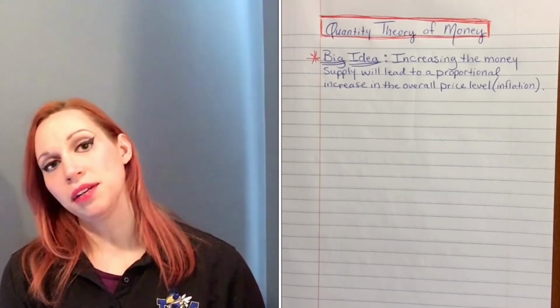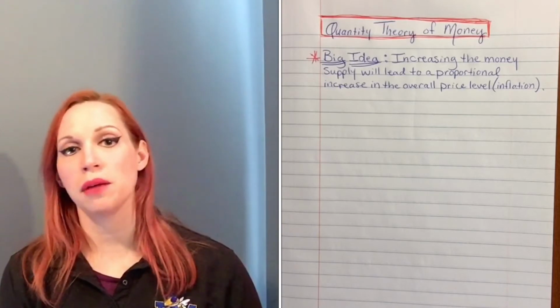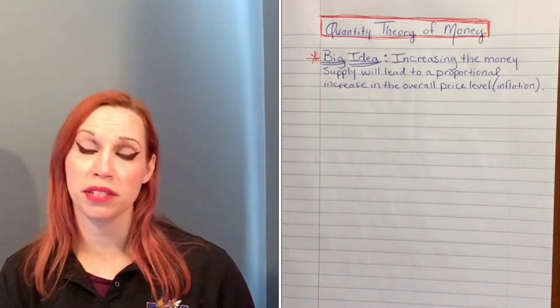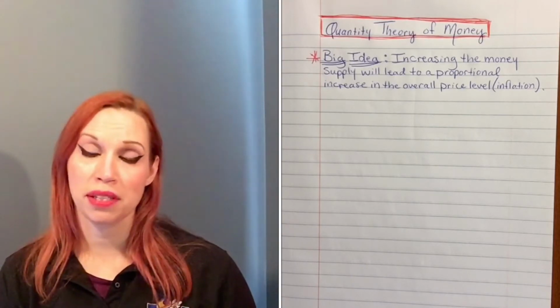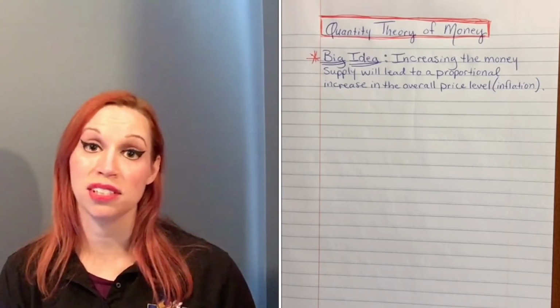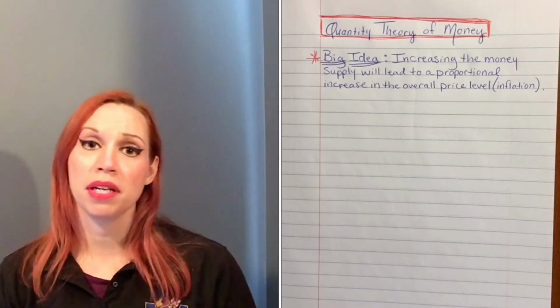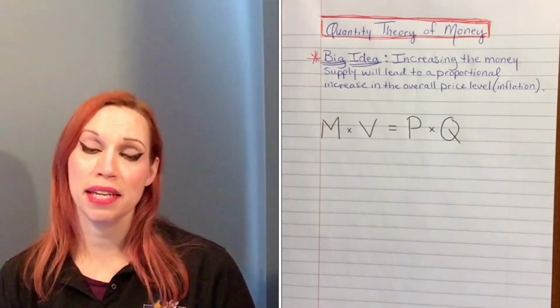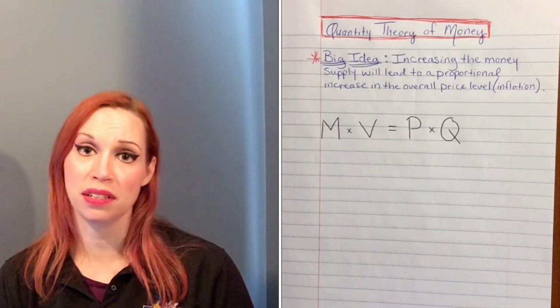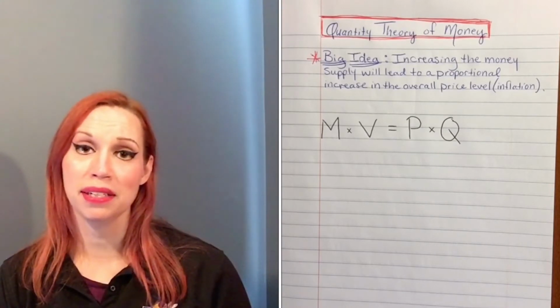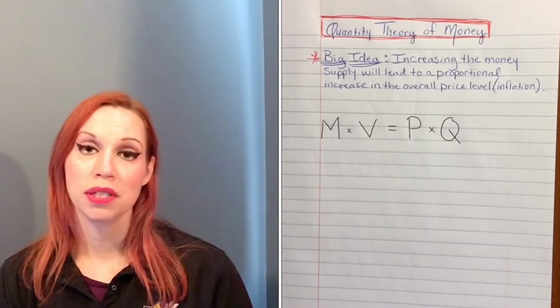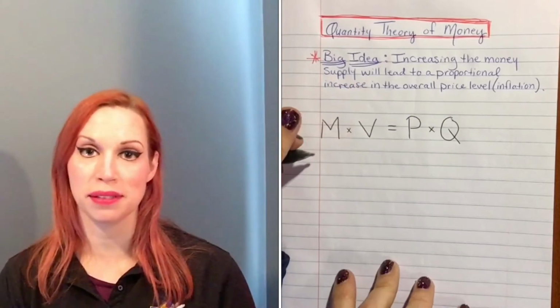Now, the quantity theory of money helps us to understand why when banks print money to pay off their debts, this extra printing of money leads to higher inflation and usually hyperinflation. The quantity theory of money looks like this. It has M times V equals P times Q. Now I'm going to tell you what each of those components means.